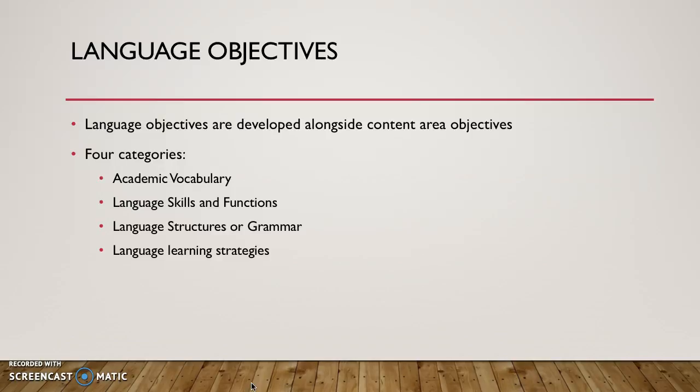And finally, language learning strategies. So these are some of the strategies we've learned in other classes like self-monitoring, rereading or pre-reading. So your language objective might be to have students include specific words from a word bank you've provided them. Or you could explicitly instruct them to use rereading as a strategy to achieve your content area goals.